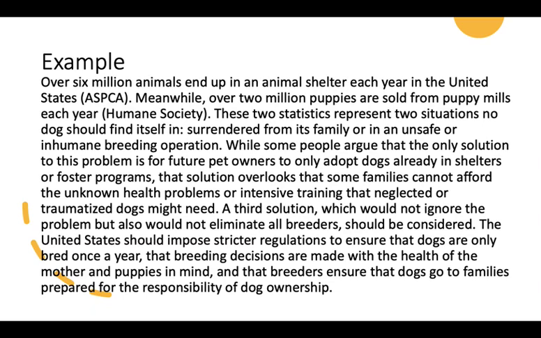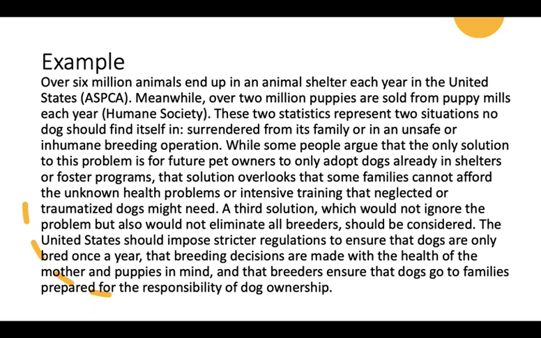A third solution, which would not ignore the problem but also would not eliminate all breeders, should be considered. The United States should impose stricter regulations to ensure that dogs are only bred once a year, that breeding decisions are made with the health of the mother and puppies in mind, and that breeders ensure that dogs go to families prepared for the responsibilities of dog ownership.